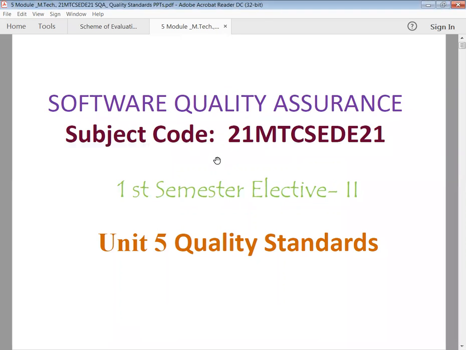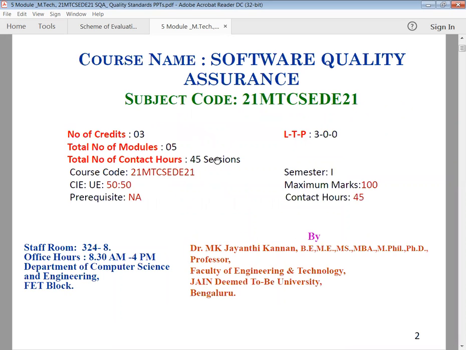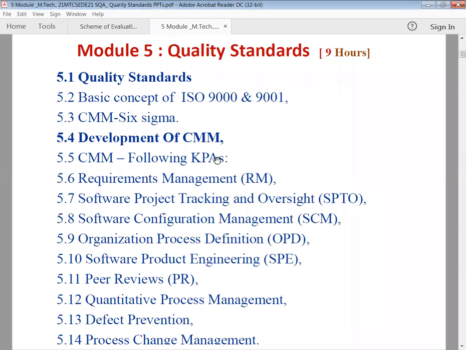Yes, our next topic is Unit 5, Quality Standards. In this fifth module, the first topic is quality standards. Then we will discuss basic concepts of ISO 9000 and 9001. Then CMM, Six Sigma concepts, development of CMM, CMM following the KPAs, key performance assessment aspects. Then requirements management, RM, and software project tracking and oversight, SPTO.